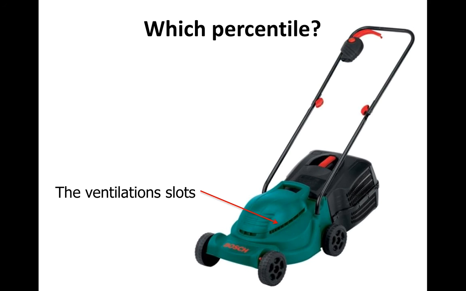If you were designing a lawnmower and you had an engine hidden here which needed ventilation slots, those slots would have to take into account the 5th percentile. In other words, you wouldn't even want people with tiny fingers being able to get them into those vent gaps.